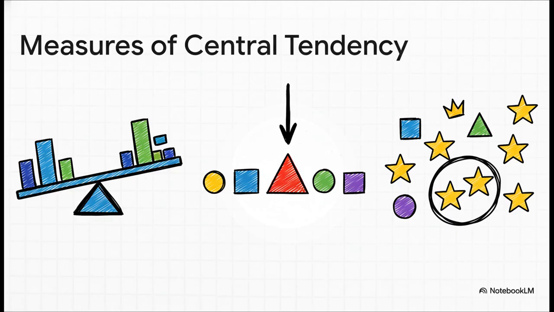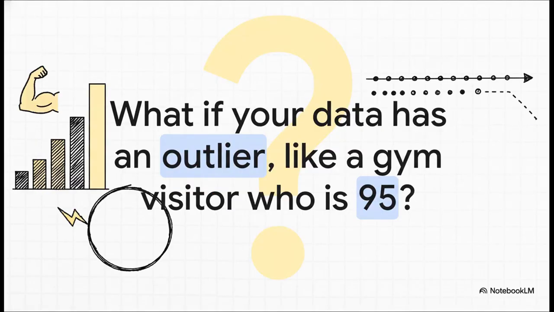So where do we even begin? Well, we start with a really simple question. What's a typical number in our group? And for that, we've got three main tools. You've got the mean. That's just the good old-fashioned average you learned in school. Then there's the median, which is literally the value that's smack dab in the middle when you line everything up. And finally, the mode. That's just the one that shows up the most often. Easy, right?